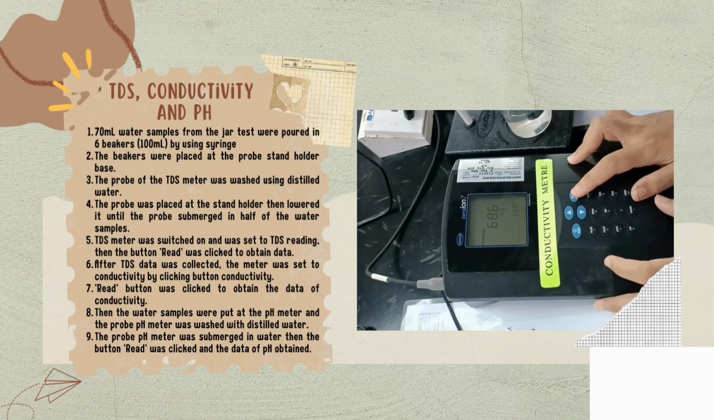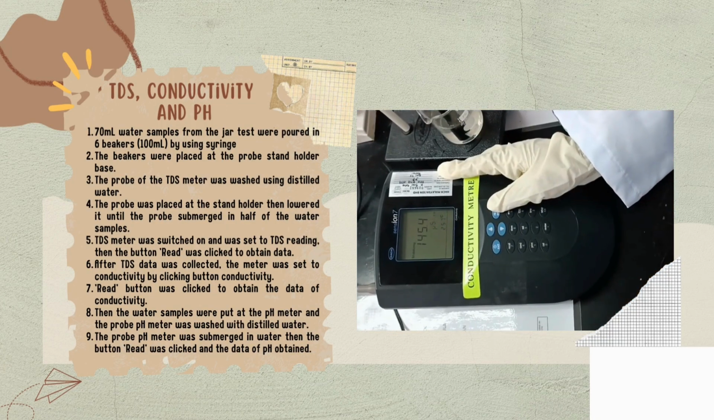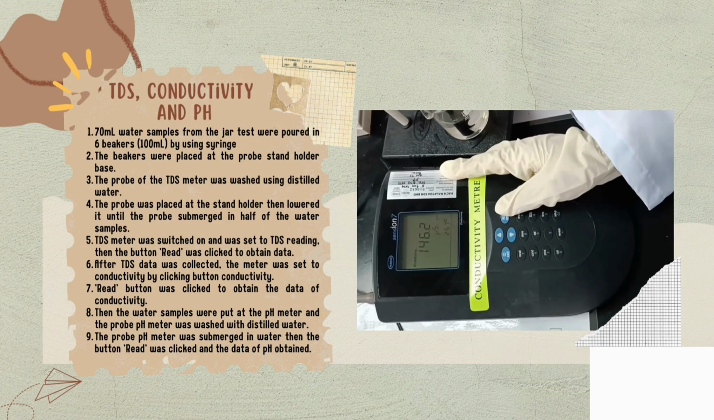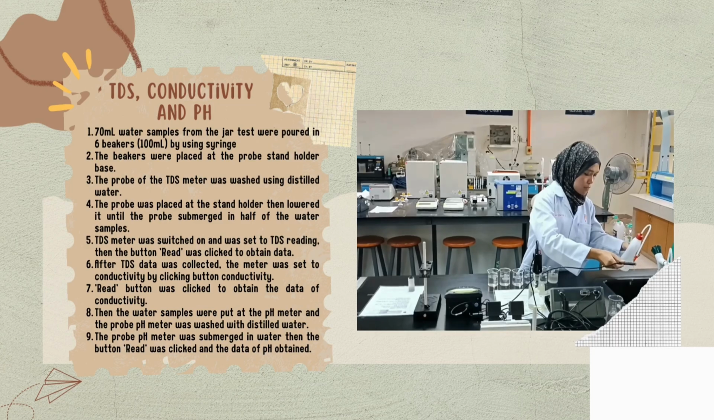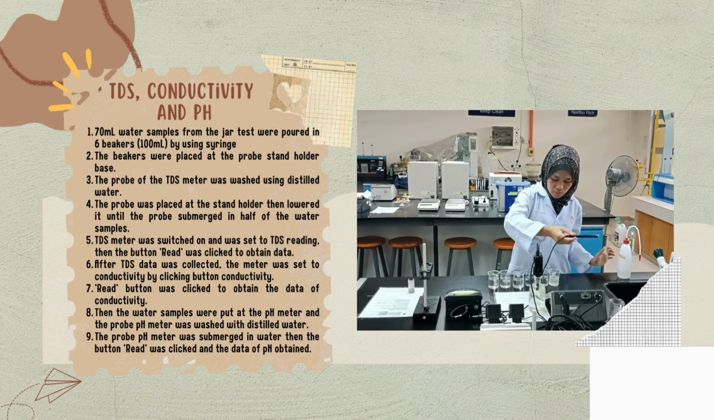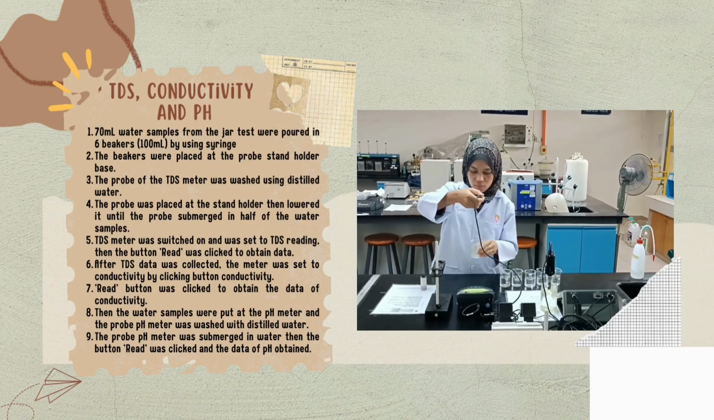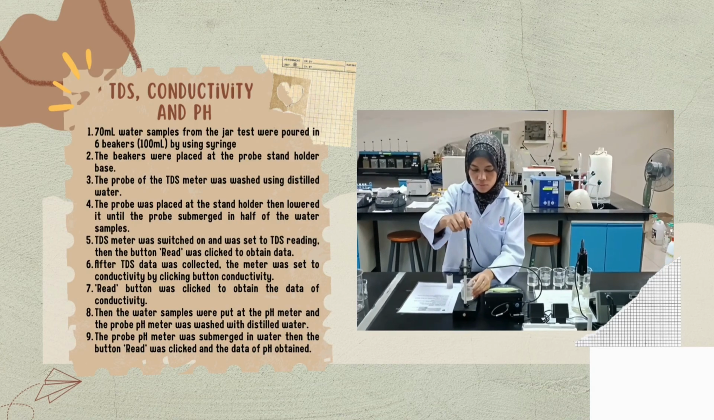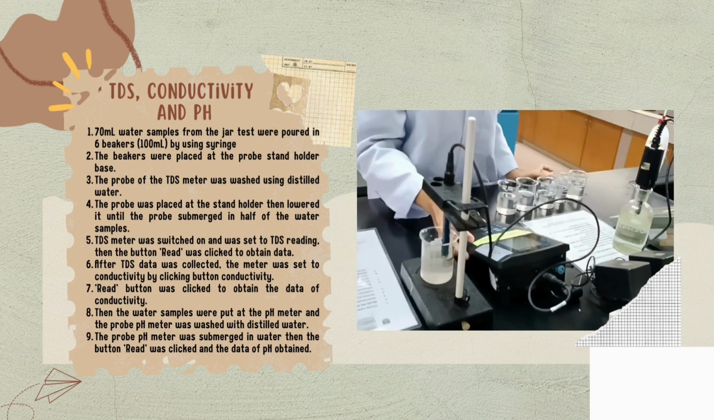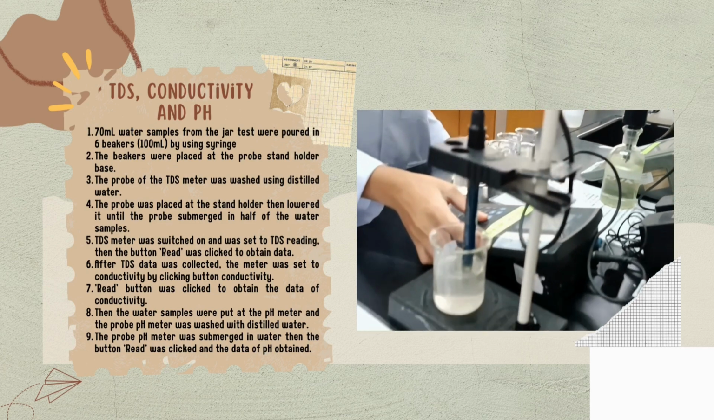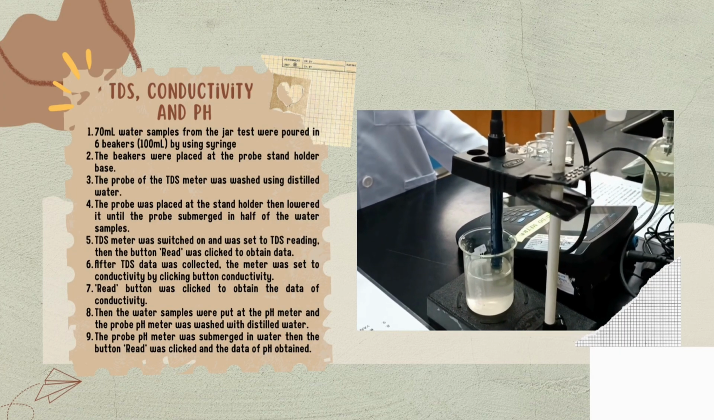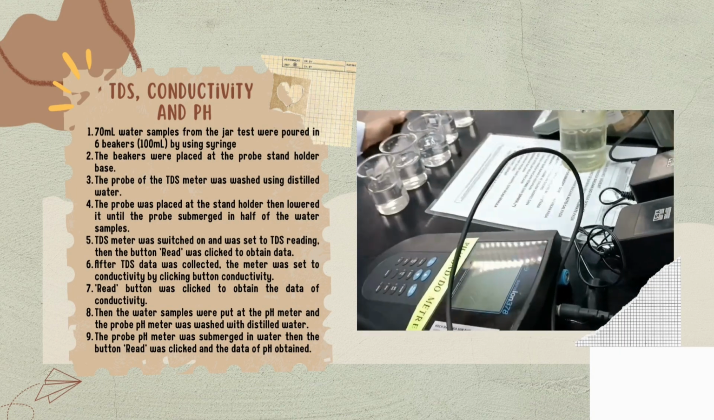samples. The TDS meter was switched on and set to TDS reading. Then the read button was clicked to obtain the data. After the TDS data was collected, the meter was set to conductivity by clicking the conductivity button, and the read button was clicked to obtain the conductivity data. Then the water sample was put at the pH meter and the pH probe was washed using distilled water. The pH probe was submerged in water. Then the read button was clicked and the pH data was obtained.